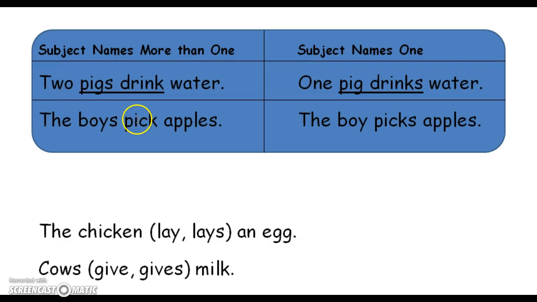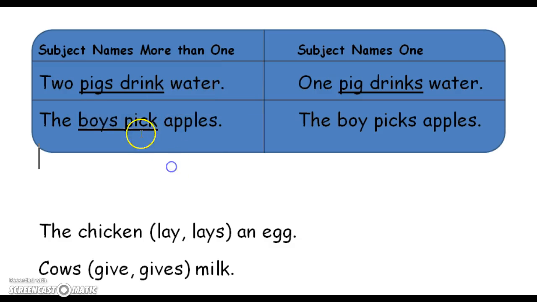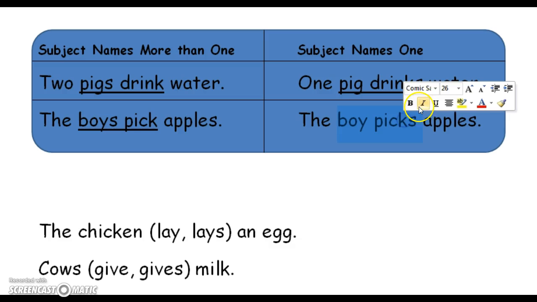The boys pick apples. Here again, we have more than one boy, it says boys, and they pick. That's the action, that's the verb. This is what they do. The boys pick apples. So we can leave the s off of the verb in this sentence. But when we change it to the boy picks apples, we need to add the s to the end of the verb.